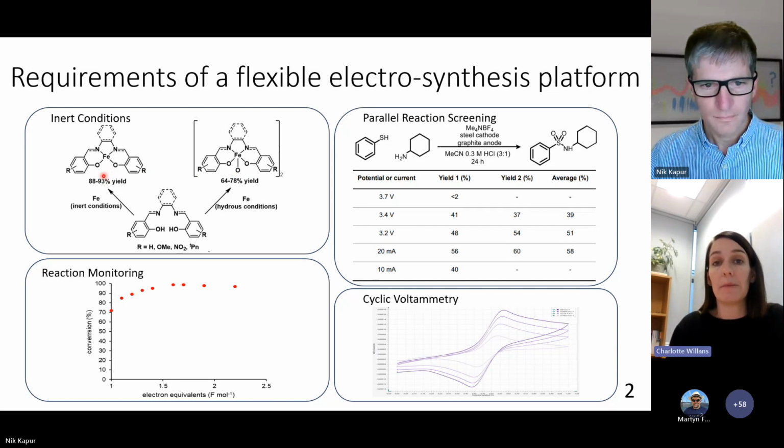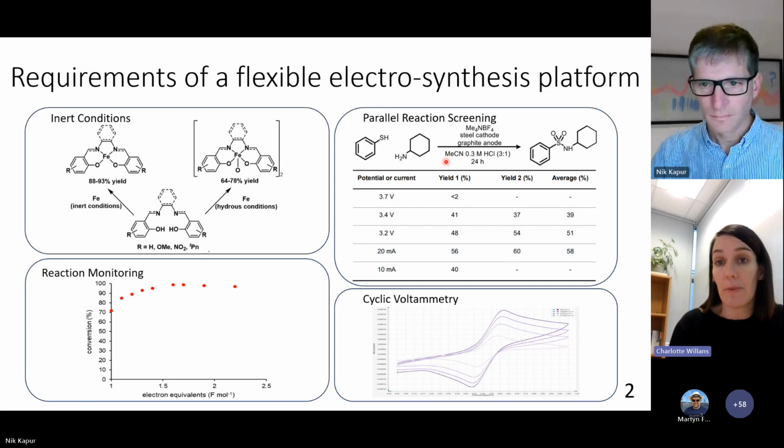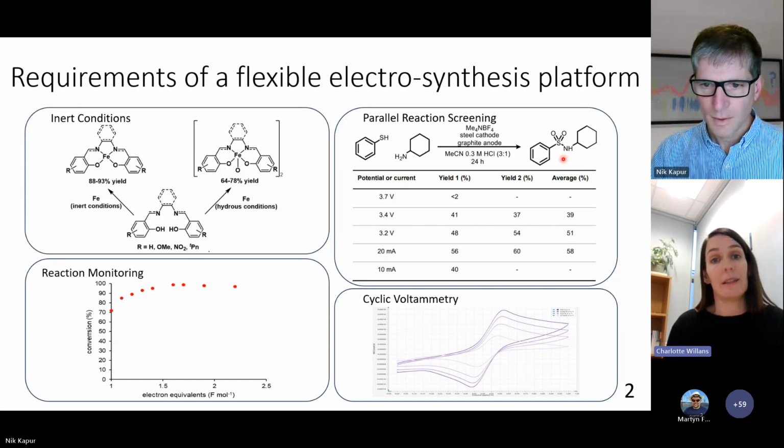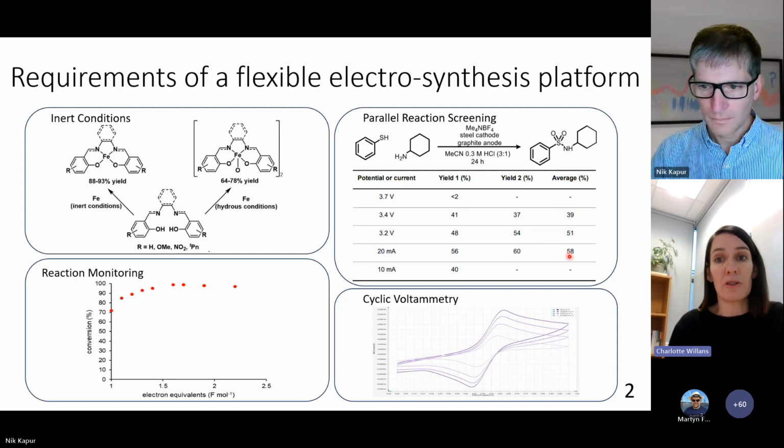It's also ideal to be able to do parallel screening of reactions. As an example, on the right-hand side, we have an oxidative coupling reaction to form these sulfonamides, which we took from the literature. Originally, we weren't able to reproduce this, because we were moving from a different reactor system to what was published in the literature. So we very quickly optimized this reaction in our ElectroReact, or at the time, our bottle reactor. By varying the potential or the current, we can run at constant potential or constant current, and we were able to go from no product at all up to 58% yield.